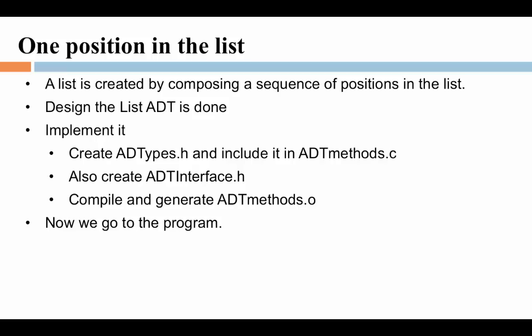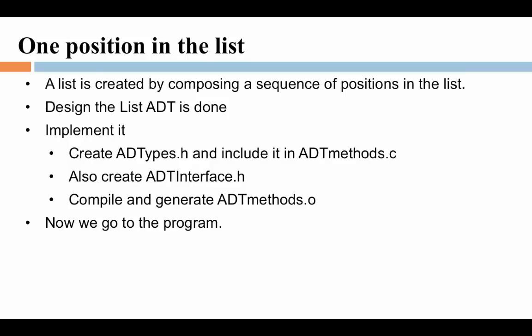Okay. Now, as you can see in the previous slide and in the last lecture, we have finished the design of the list abstract data type. Now we move on to implementing it. As we discussed in the previous lecture, we are going to use features of the C programming language, and we are going to define appropriate header files and appropriate files where the methods are implemented.